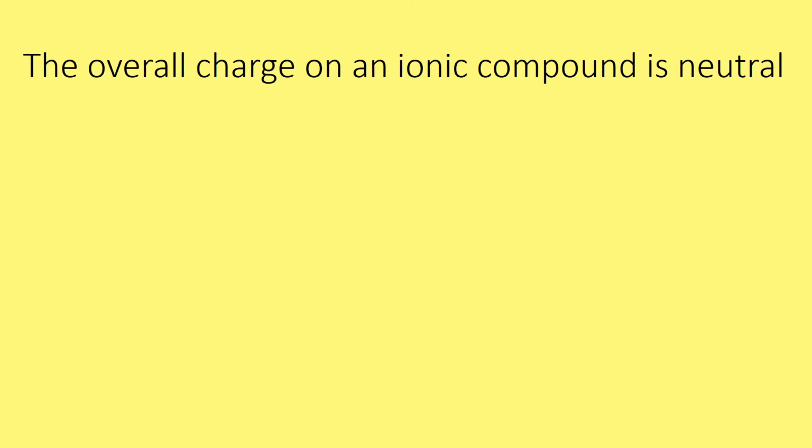So now we're going to remind ourselves about ionic compounds, and here we say that the overall charge in an ionic compound is neutral. But first, let's just unpick this statement. An ionic compound, you'll remember, is made when a metal, for example sodium, reacts with a non-metal, for example chlorine, to make sodium chloride. So that's the ionic compound, sodium chloride.